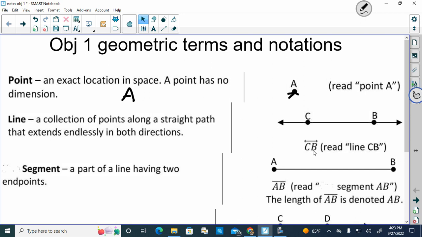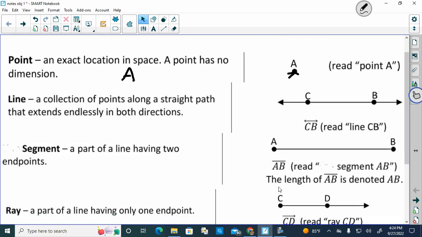So the notation is different. A line has arrows because it goes on forever. Okay, but a segment, when we list it, we're just saying it goes from this letter to this letter, and you just write a bar up above it.